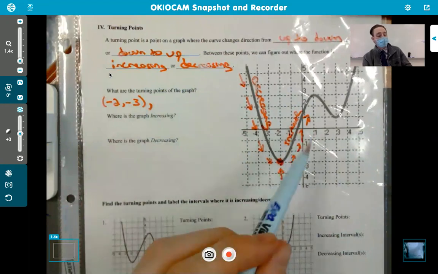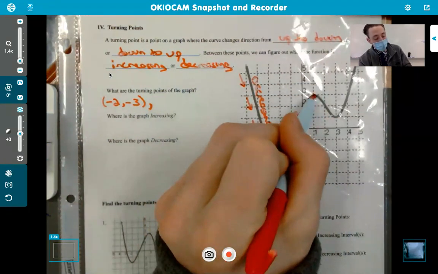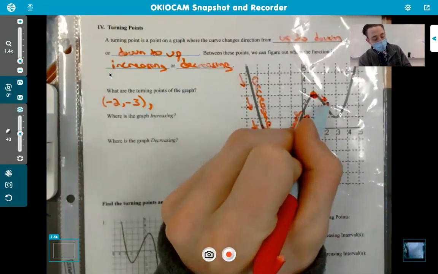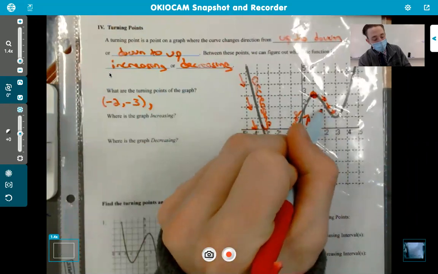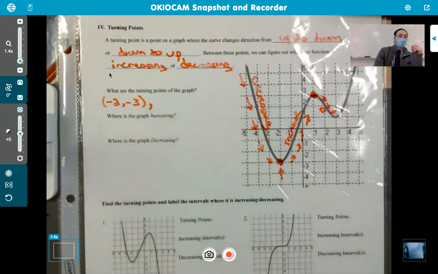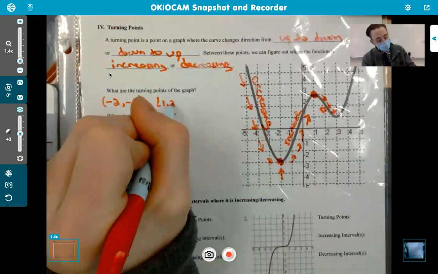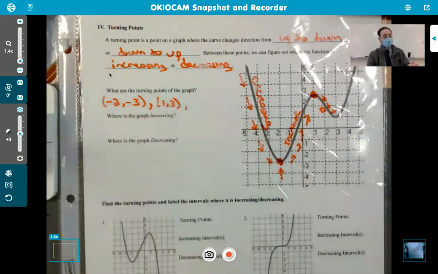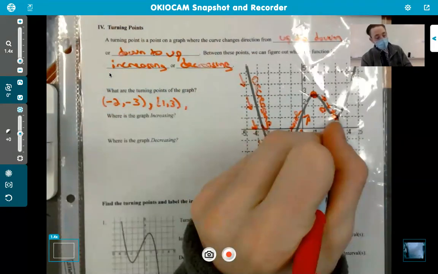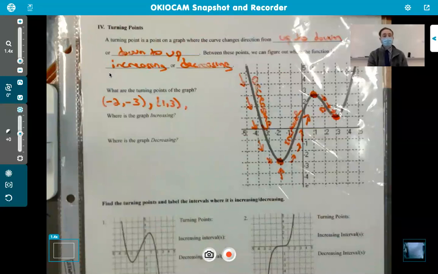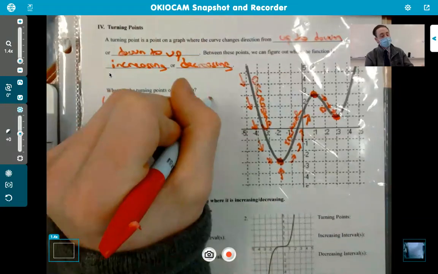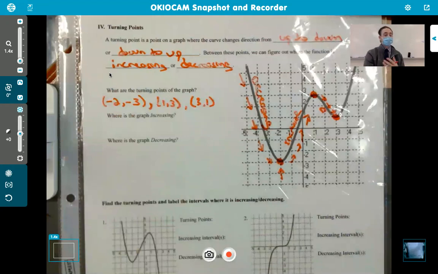Then I go to increase and I continue to increase till I get to this point here. And then I start to decrease again. What's the coordinate of that turning point? 1, 3. What's my coordinate of the last turning point? 3, 1. Right?